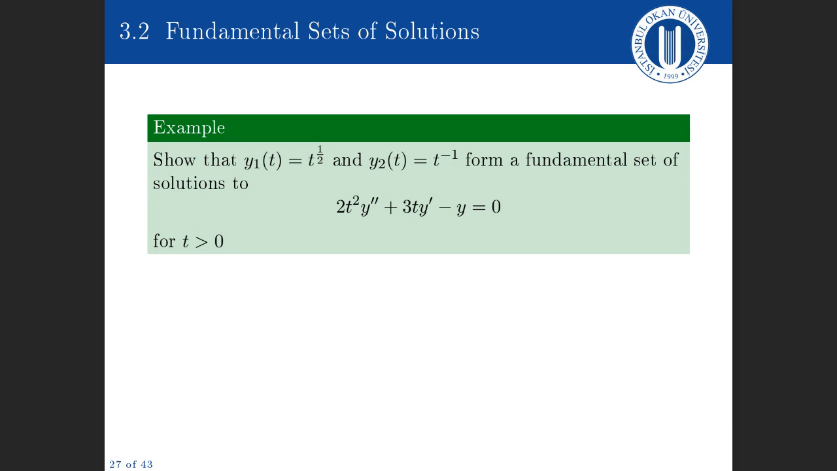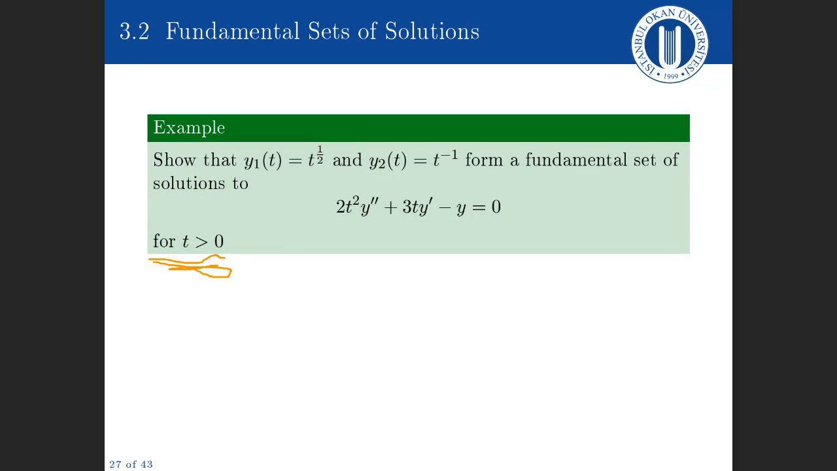An example. Show that t to the power of 1/2 and t to the power minus 1 form a fundamental set of solutions to 2t squared y double prime plus 3t y prime minus y is equal to 0. And just so that we don't have to worry about dividing by 0, this is just for positive t.